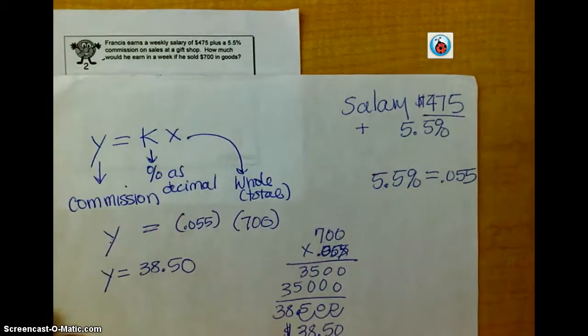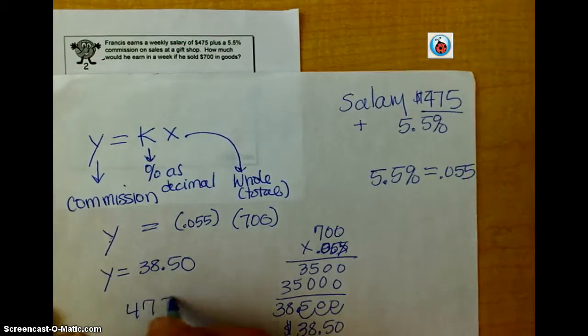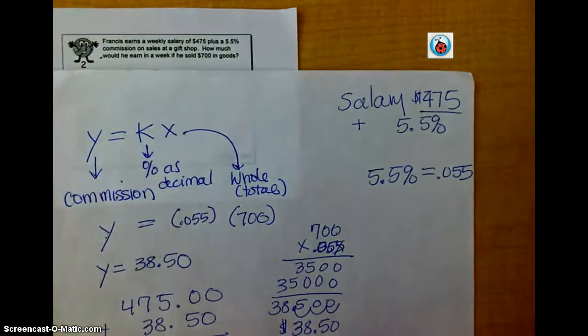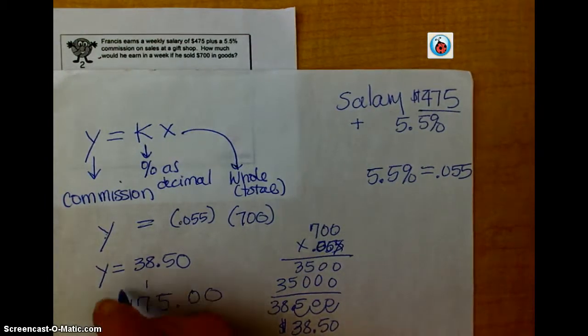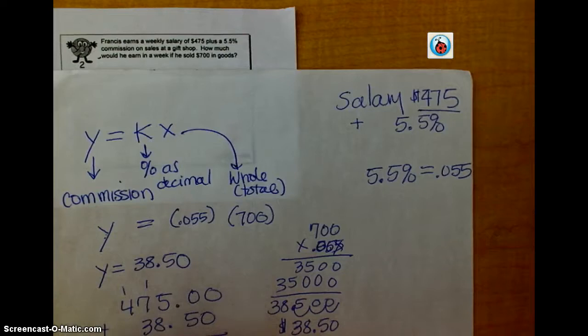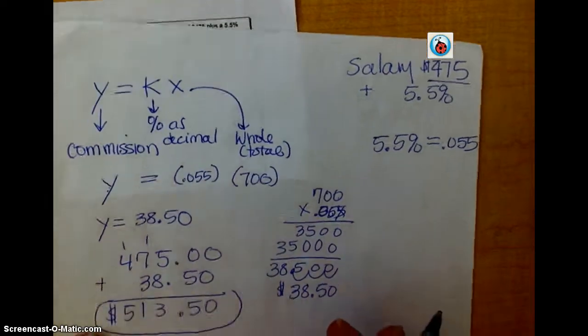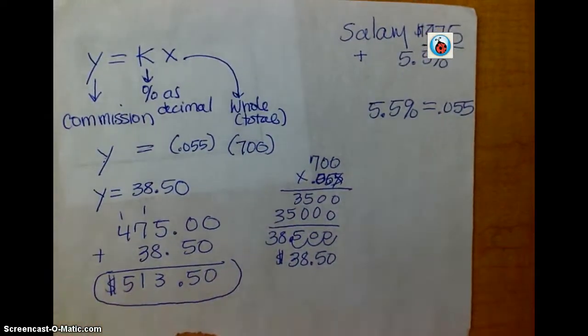$38.50. Now when we go back to our problem, our question asks, how much would he earn if he sold $700 in goods? So to figure out his earnings for that week, we take the $475 and we add the $38.50 in commission. His total pay for the week is going to be $513.50.